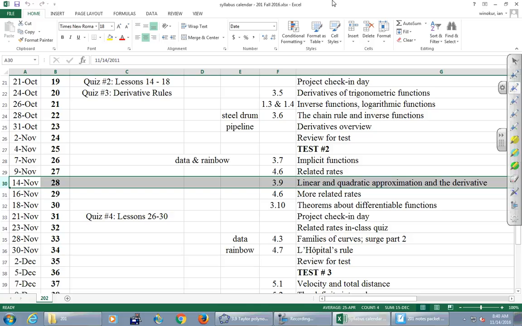Today is our 28th class of the semester. We're covering something called linear and quadratic approximation, and we're going to relate those two things to the derivative.